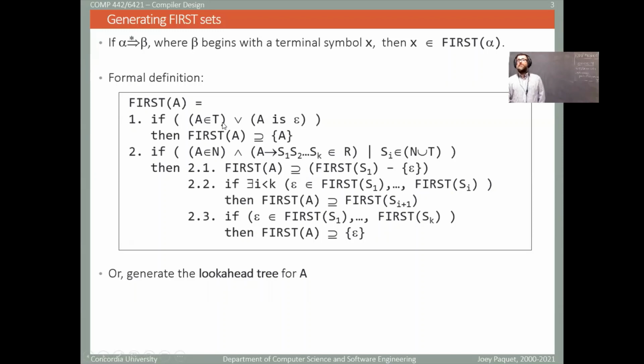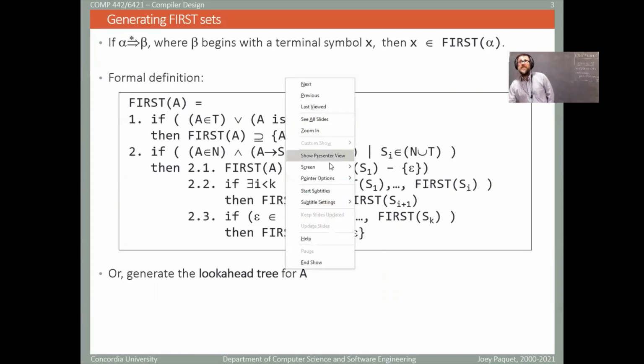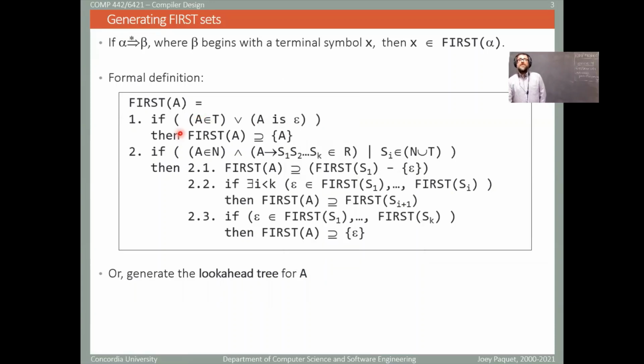If it is a terminal symbol, then it cannot be transformed into anything else. So the first of a terminal symbol is the symbol itself. If A is a terminal symbol, or A is epsilon, then A is included in the first of A. That's a trivial case.